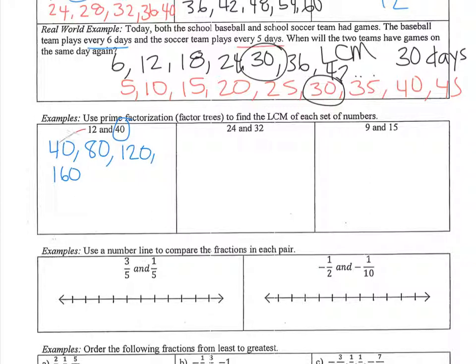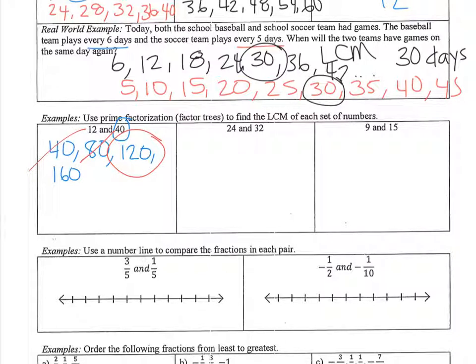Is 40 a multiple of 12? No. Is 80 a multiple of 12? No, you can't do 80 divided by 12. But you can do 120 divided by 12, so 120 is the least common multiple.